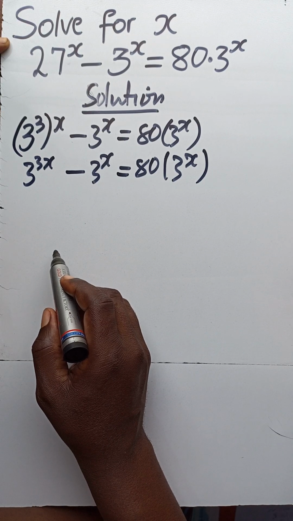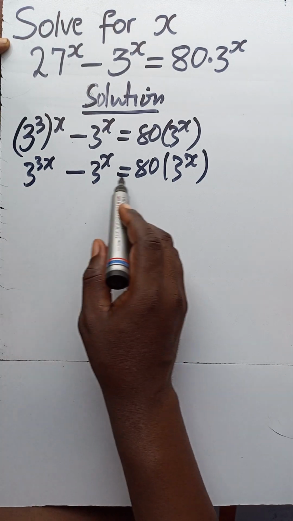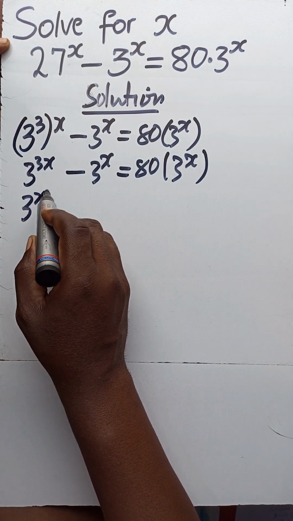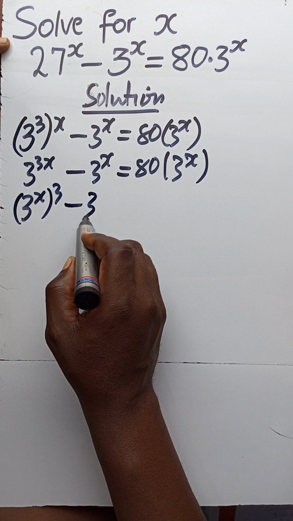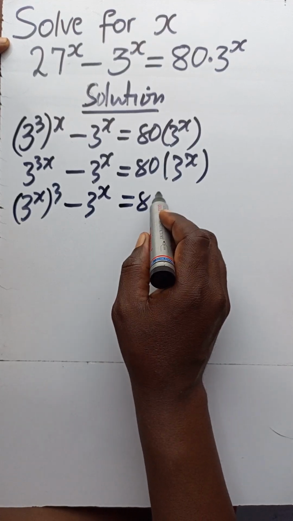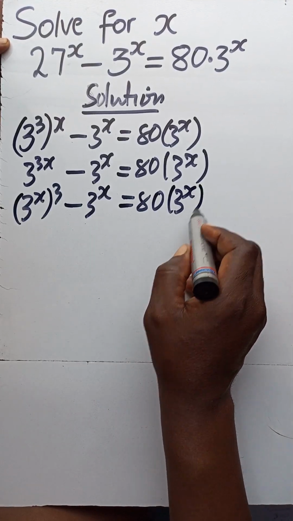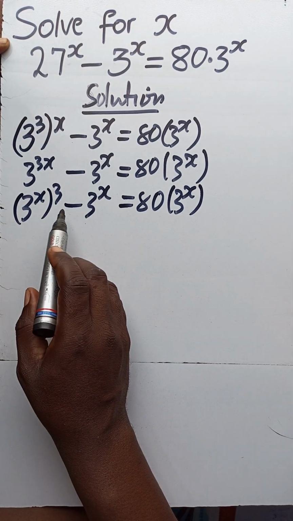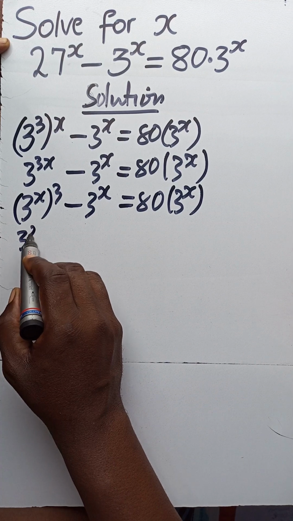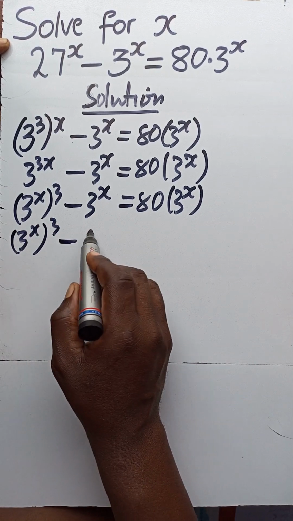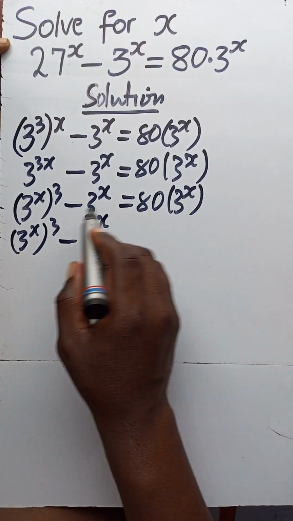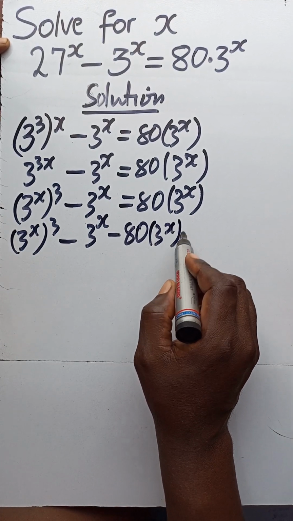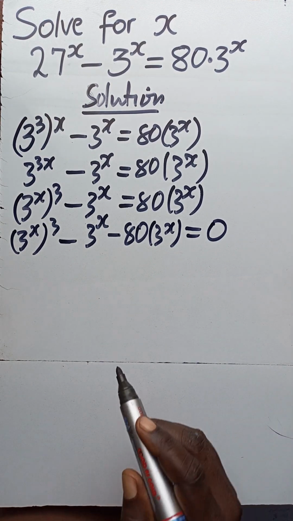What we see is that we have an expression in terms of 3 to the power x. This one can also be written as 3 to the x, cubed, so that we see clearly that it is an expression in terms of 3 to the power x. So let us take this one to the left hand side. So we have 3 to the x cubed minus 3 to the x, bringing this one this way, minus 80 times 3 to the x is equal to 0.